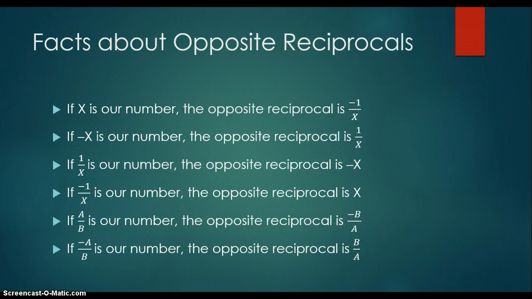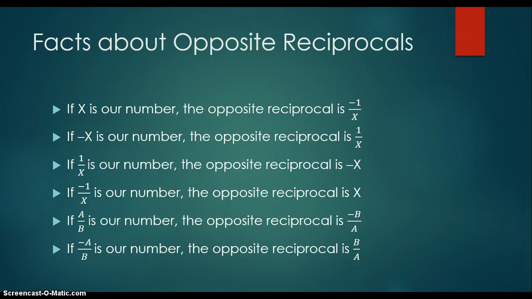So some facts about opposite reciprocals. If we have a number x, the opposite reciprocal is going to be negative 1 over x. If we have negative x, the opposite reciprocal is 1 over x. If 1 over x is our number, the opposite reciprocal is negative x. If negative 1 over x is our number, the opposite reciprocal is x.